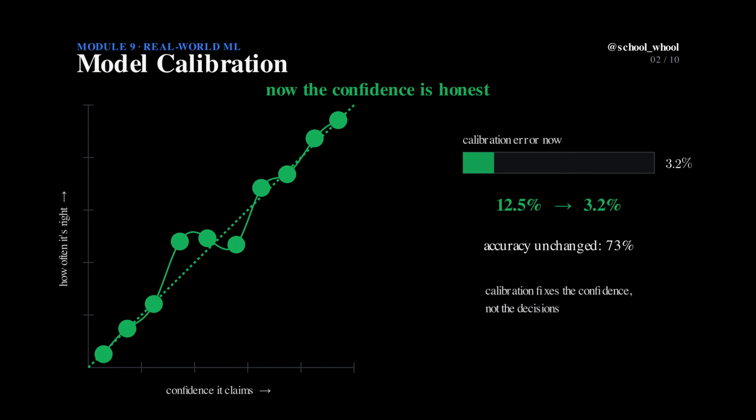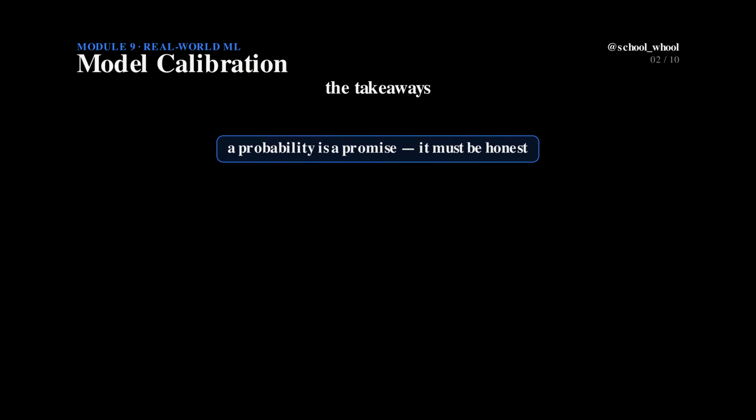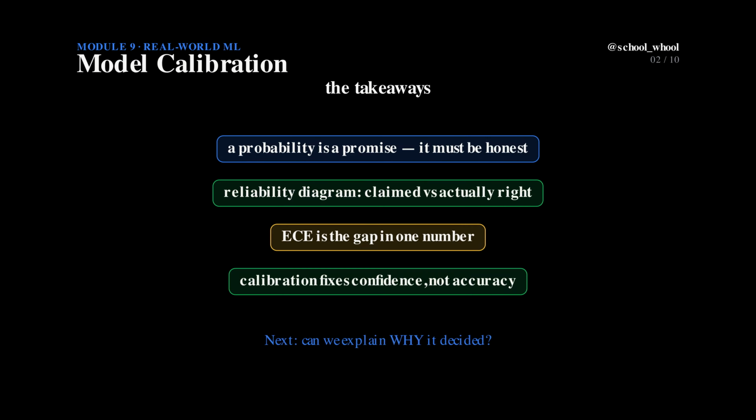So, to recap, a probability is a promise, and it has to be honest. The reliability diagram checks it, claimed versus actually right. The calibration error captures the gap in one number. And calibration changes the confidence, not the accuracy.